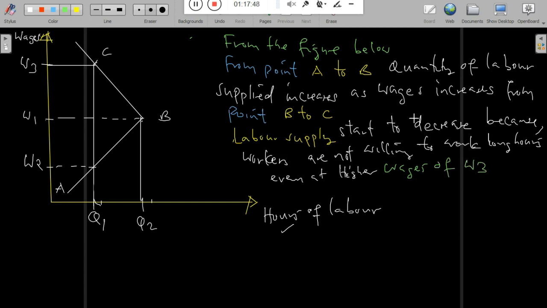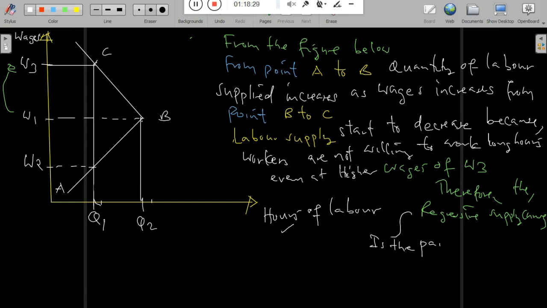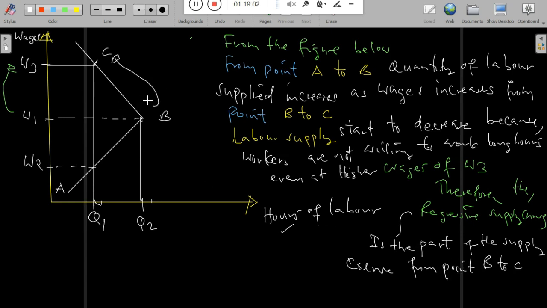the labor supply starts to decrease when workers are not willing to work long hours, even at a higher level of wages, W3. Therefore the regressive supply curve is the part of the supply curve from point B to point C. Most of the labor starts to reduce working hours from point B to point C because they are paid sufficient income that influences them to spend time on other things rather than working.